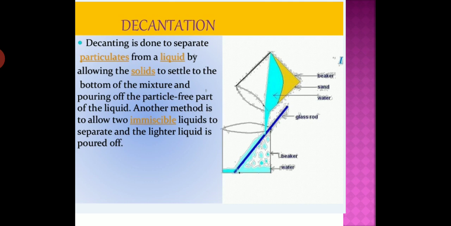So student, sedimentation. If a mixture of liquid and insoluble solid is allowed to stand still for some time, listen carefully. Take some beaker. In the beaker you take a mixture of liquid and insoluble solid and allow it to stand still for some time. You will see after some time the solid particles settle down at the bottom. Understand? This process is known as sedimentation, and the solid which settles down at the bottom is called sediment.